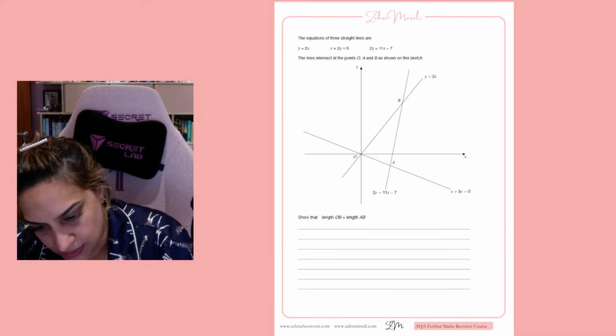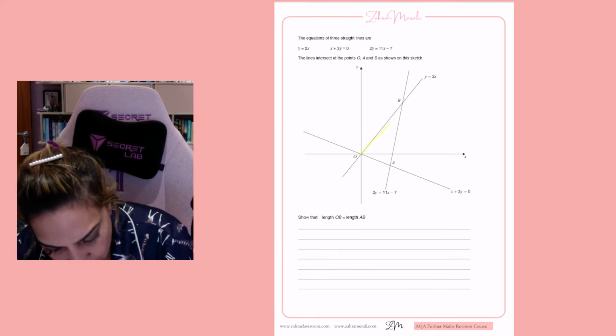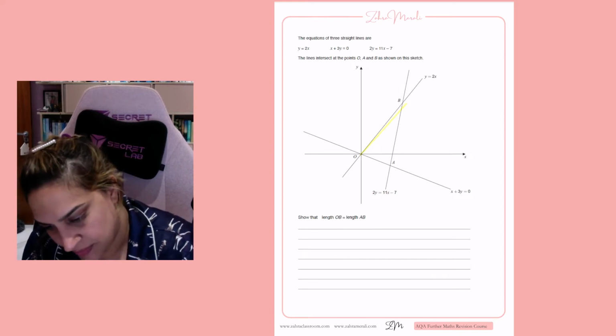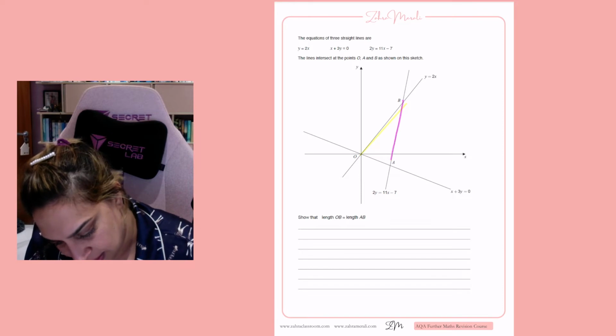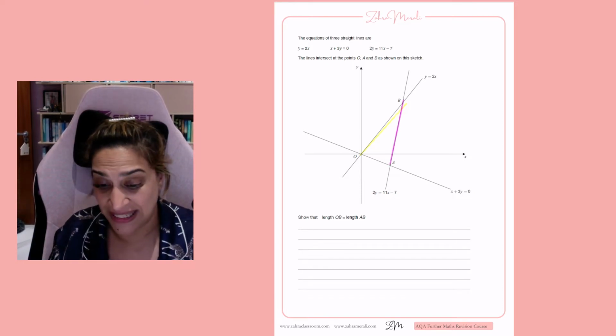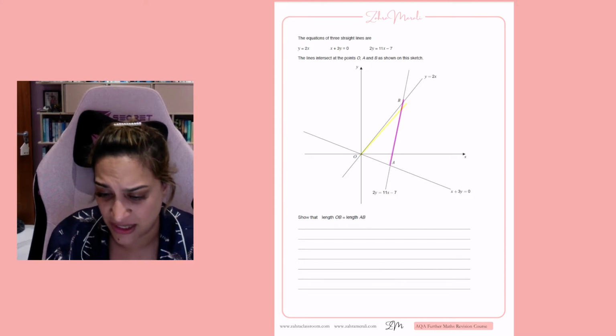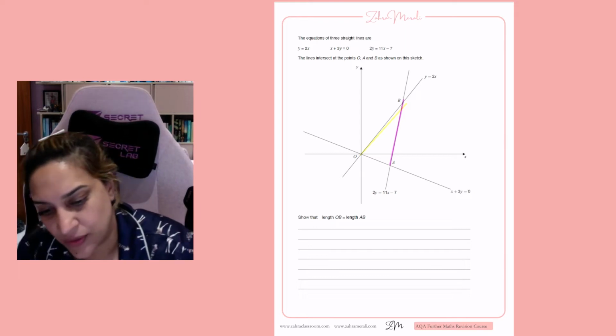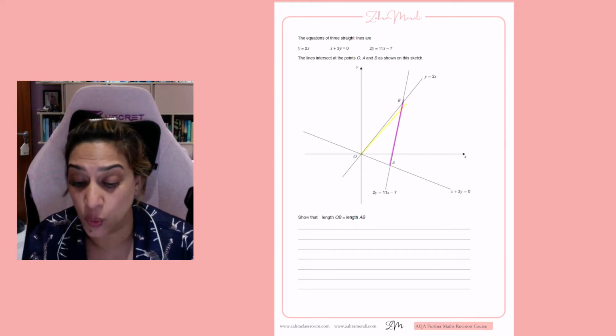So let's take OB, which is here, is equal to the length AB. So we're saying this yellow line is equal to that. How are we going to go about doing that? We've been given the equations. They've told us which one is which. Okay, so we need to identify some coordinates.